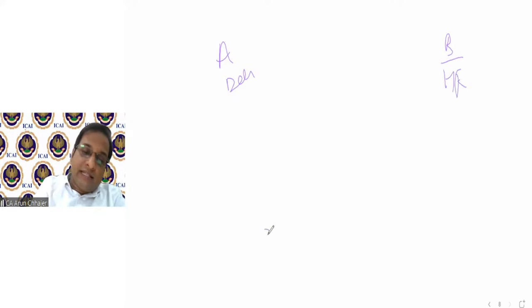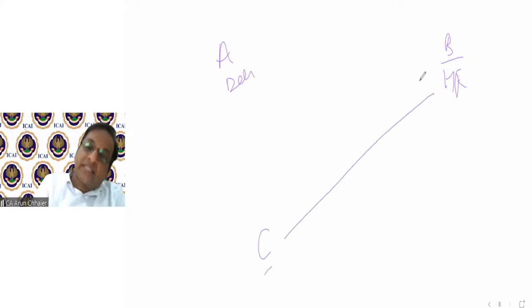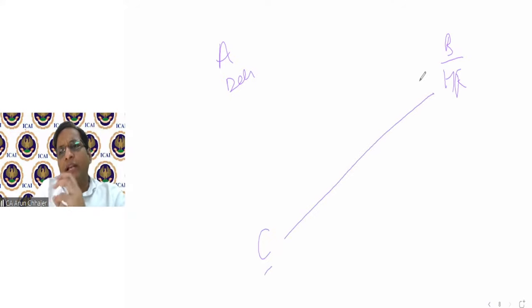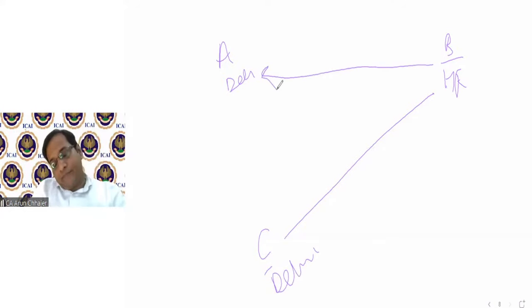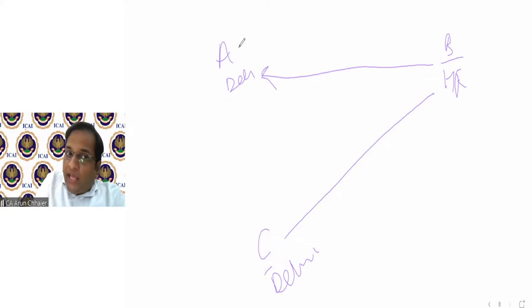Now let's say A is from Delhi, B is from Haryana. Now B has received an order from C to deliver certain goods. B in turn has given the order to A for providing these goods. Now A knows B and B knows C.